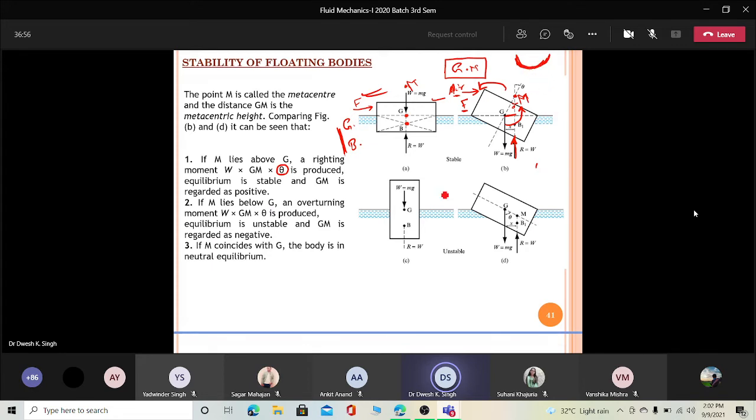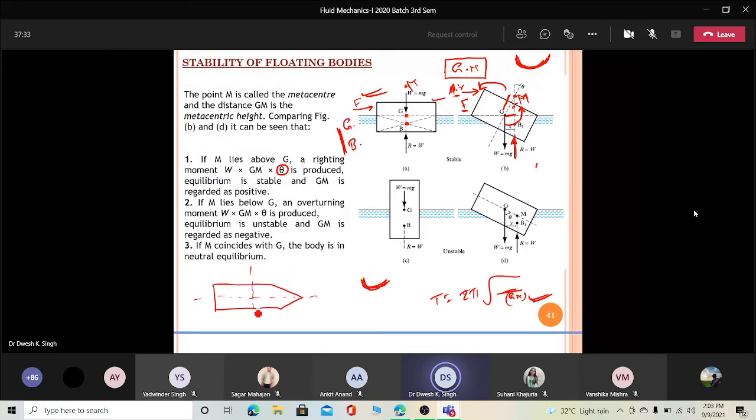And the time of oscillation also depends on GM, this distance. If you remember, I think the time of oscillation is 2 pi root under, and here comes the GM, if I am not wrong. I am not getting the exact formula of this oscillation, but GM plays the role here, in the ship case. If I draw a diagram here like this, this is the ship. So try to understand what happens here.